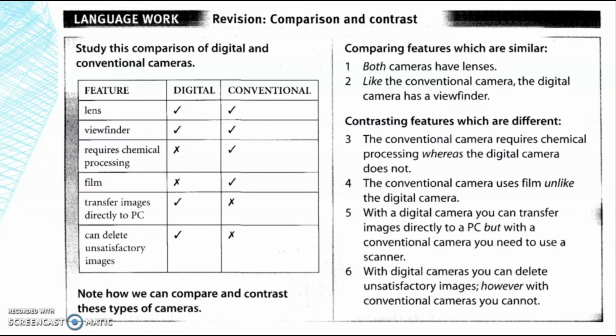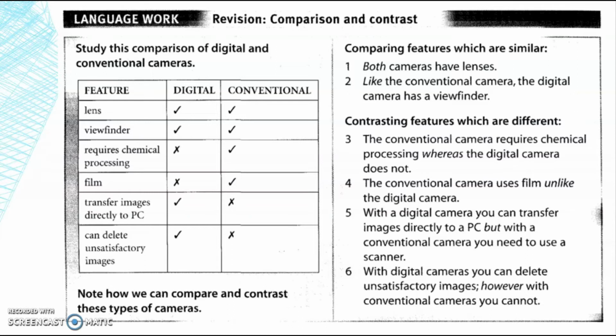Okay, let's just study the comparison of digital and conventional cameras. We can see from the feature, lens, viewfinder, requires chemical processing, film, and then transfer images directly to PC, and can delete unsatisfactory images. So let's see how we can compare and contrast these types of cameras. The first and second part, we can see that they are similar. That digital and conventional cameras have similar idea on lens and viewfinder.